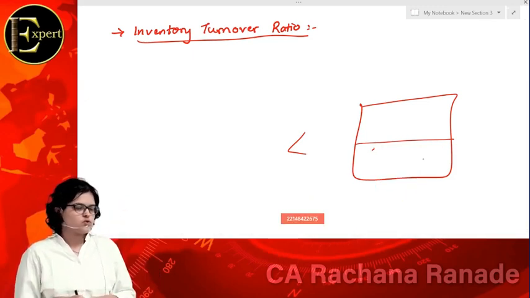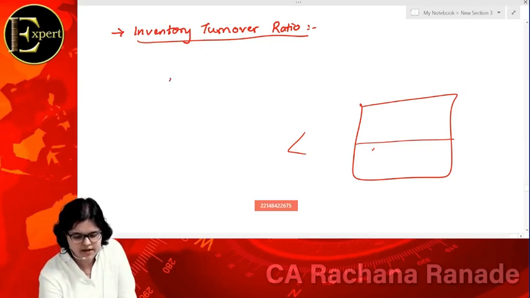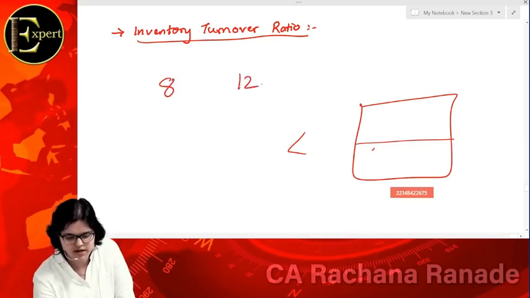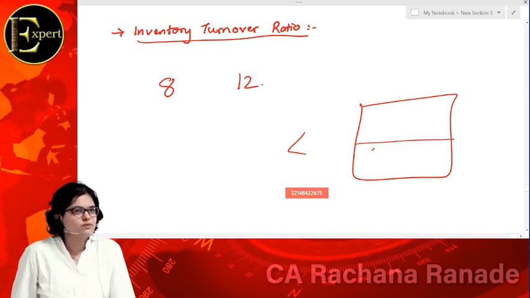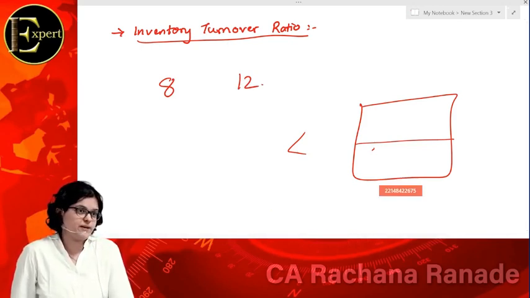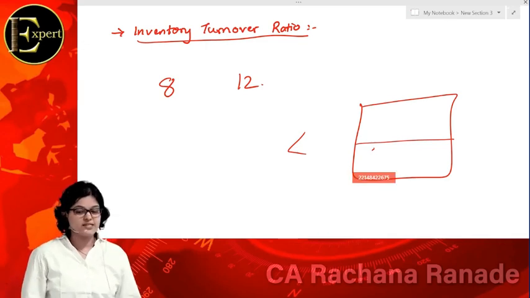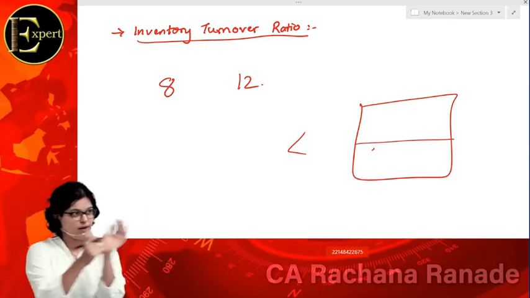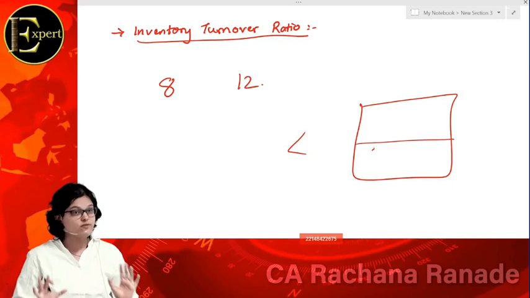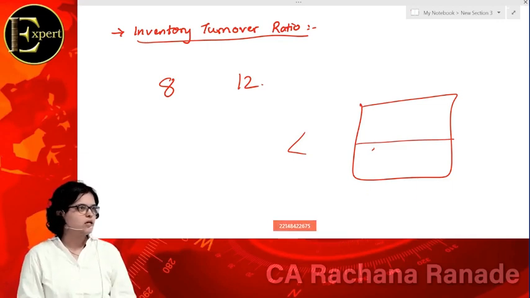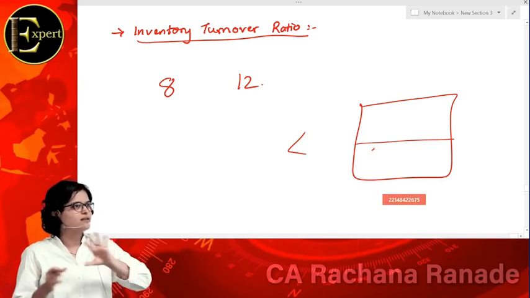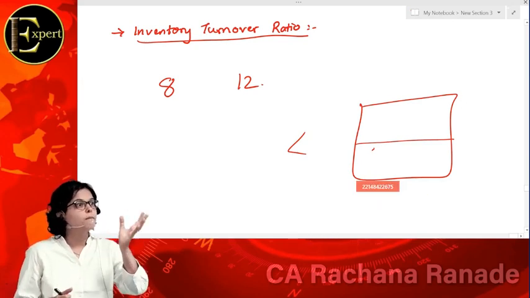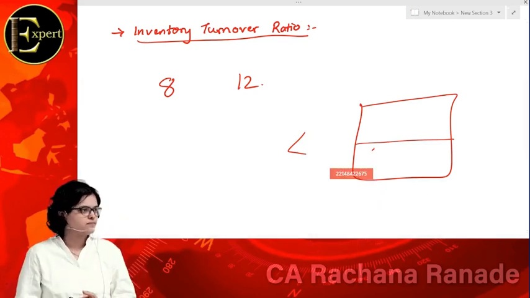So how many times did this happen in the year? 8. So if I'm saying a company has an inventory turnover of 8 versus an inventory turnover of 12, what does it mean? Which is better? 12 is better. Why? It means that they manufactured and sold, and this happened 12 times in a year. So in simple words, they can sell their inventory in the market in a better or faster manner.